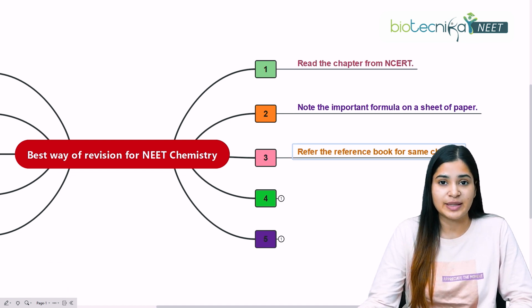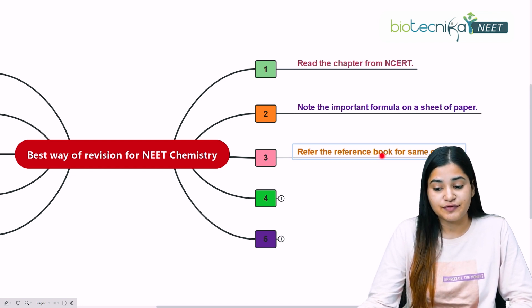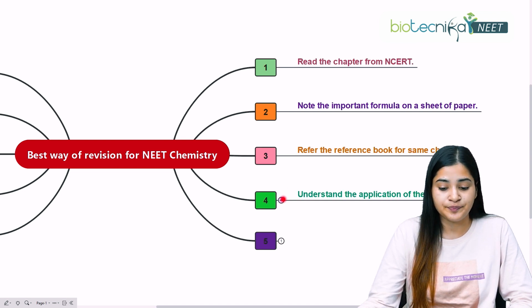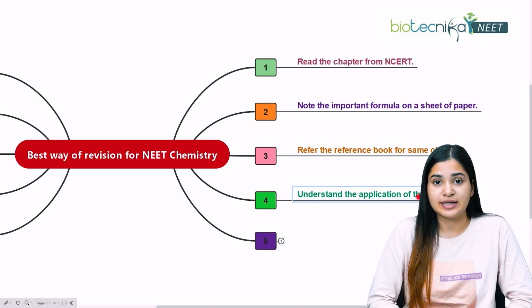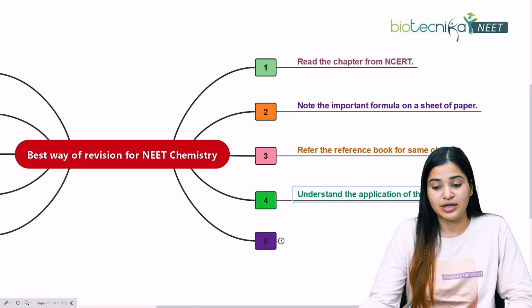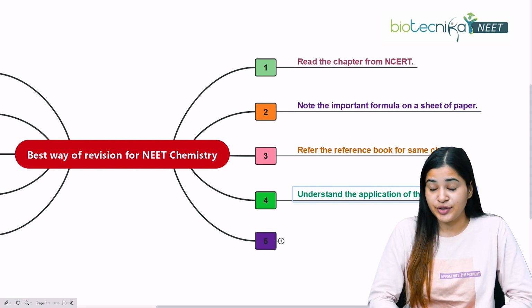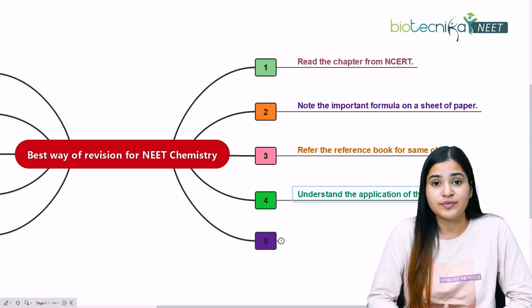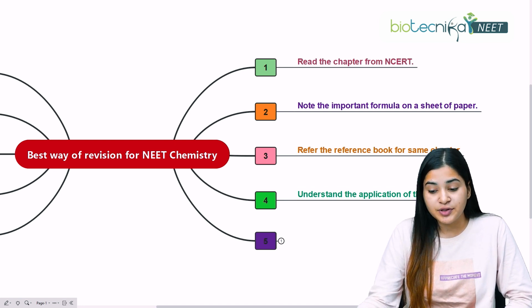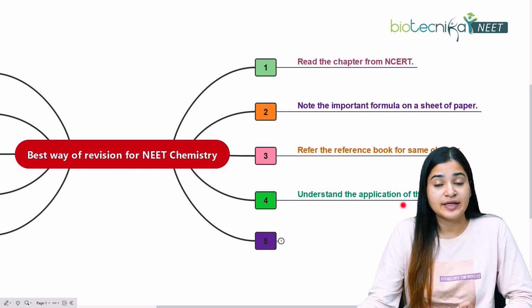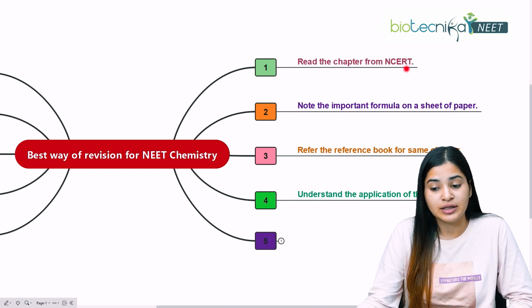So once you have studied it from NCERT and jotted down the important formulas on a sheet of paper, refer to the reference book for the same chapter, and note down the points that are mentioned in the reference book. Now the next important point is: understand the application of these formulas. The formulas and concepts that you have studied from the reference book, you should understand their application properly, through the concepts that you have gained extra from the reference book and the formulas that you have noted down from the NCERT book.